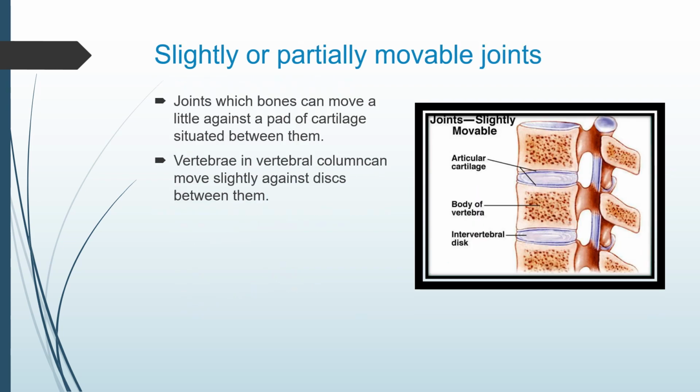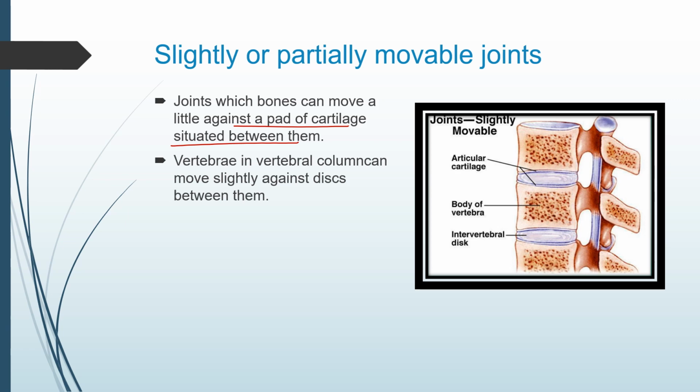Is it clear? Now let us move on to the next part of the functional classification. So what is the second part? These are slightly movable or partially movable joints. Now we can say that the joints in which the bones can move a little against a pad of cartilage situated between them, they are called partially movable joints.